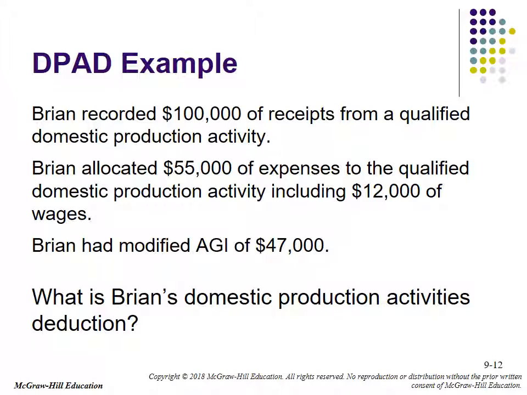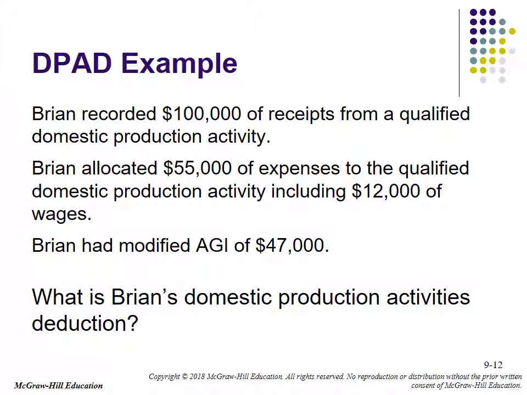Now we compare those two, and the lesser is multiplied by 9%. So that would be the $45,000 times 0.09, so $4,050. That looks like his domestic production activity deduction right now, but we still need to compare that to 50% of $12,000, the wages associated with that domestic production, or $6,000. So that $4,050 is well below the $6,000, so that would be the deduction.